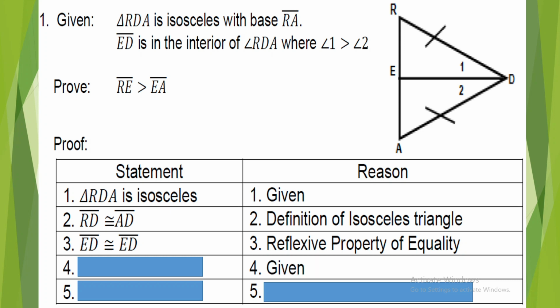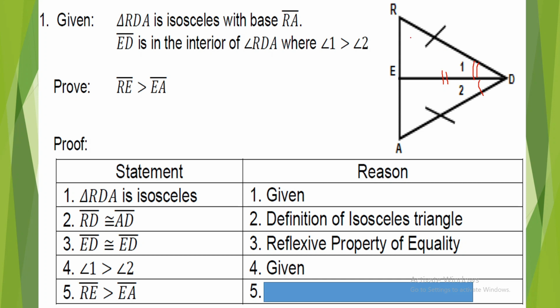Then next we have the second given, which is angle 1 is greater than angle 2. So this is segment ED is congruent to segment ED. Then we have angle 1 is greater than angle 2. So we have here two triangles with two pairs of sides which are congruent and the included angles which are not congruent. Now, how can we prove that segment RE is greater than segment EA?